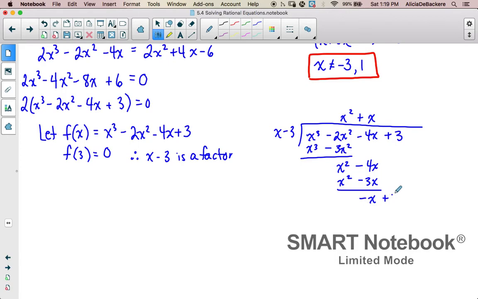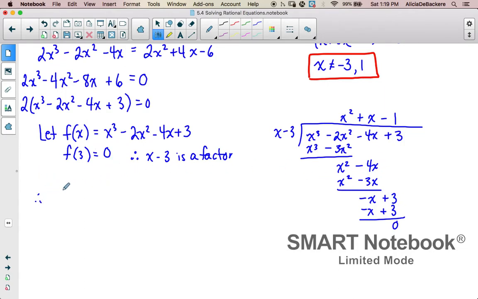the next term plus 3, and then x times what will give me negative x? Negative 1. And then I multiply the negative 1 through the divisor again, and it should work out that you get 0 here. Otherwise, something went wrong. Maybe you did a calculation wrong here, or something wrong in the long division.